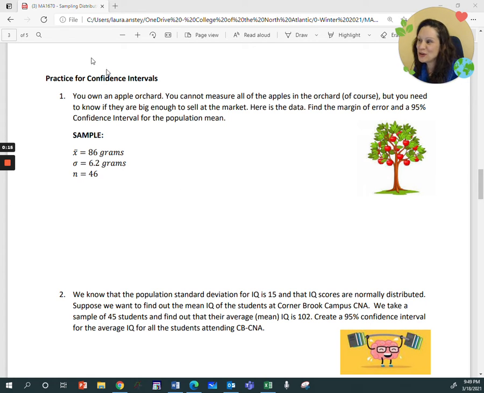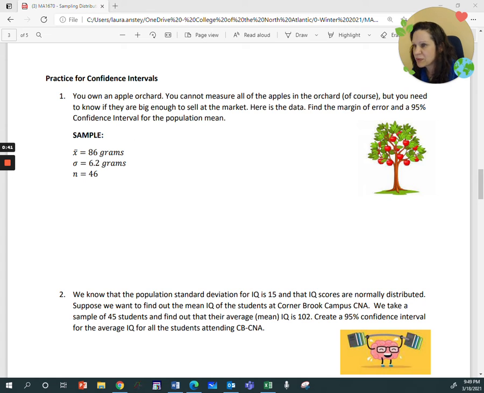Okay. You own an apple orchard. You cannot measure all of the apples in the orchard, of course. It would take you forever. But you need to know if they're big enough to sell at the market. So what you would do is get a random sample. Maybe you would do a cluster. You would break up your apple trees into clusters and just use the amount from one tree or whatever.